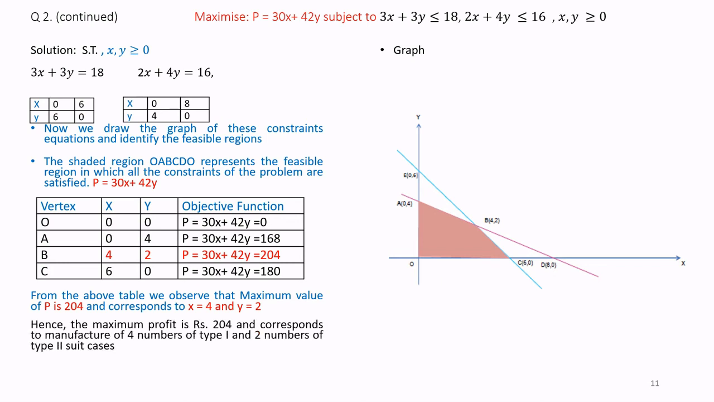So hence the maximum profit is 204, corresponding to the manufacture of 4 numbers of type 1 and 2 numbers of type 2 suitcases. This is a suitcase problem. Next is a diet problem.